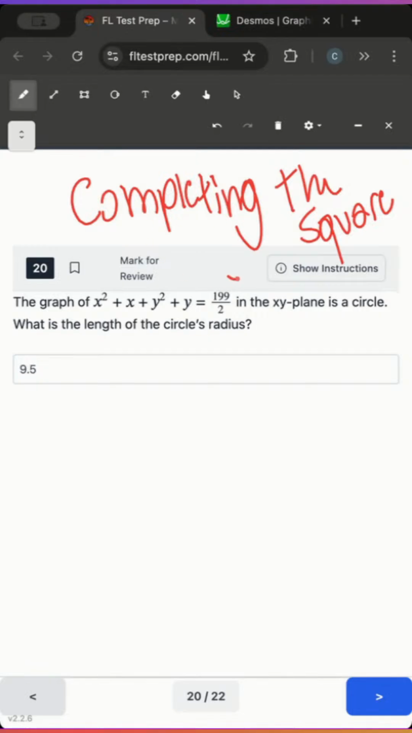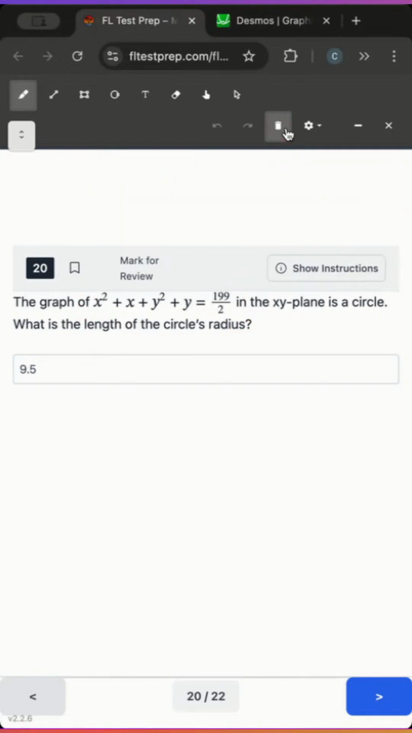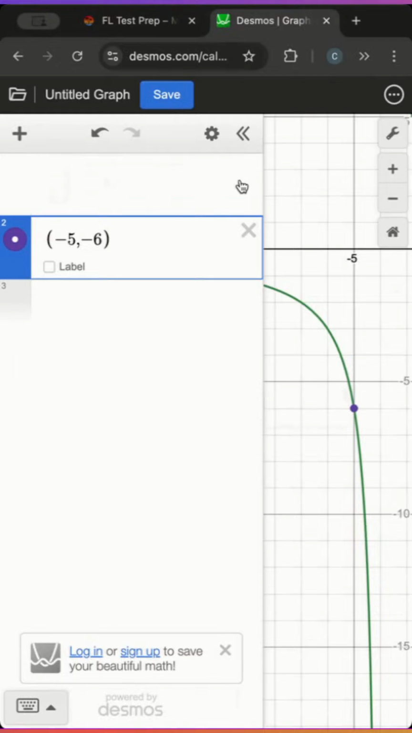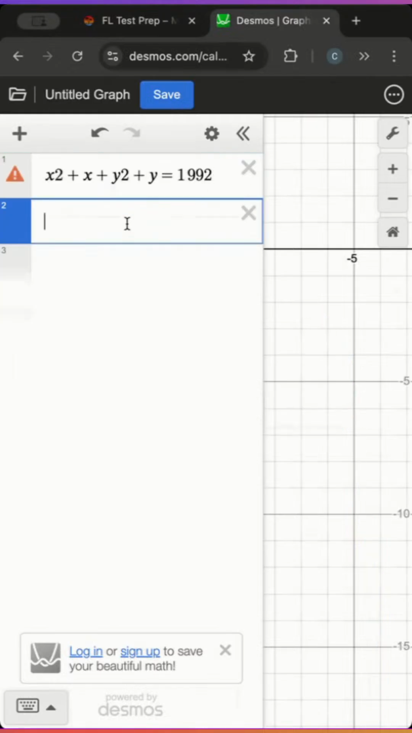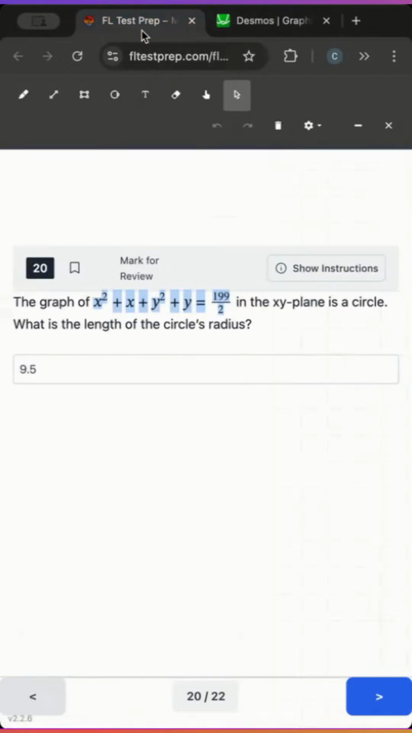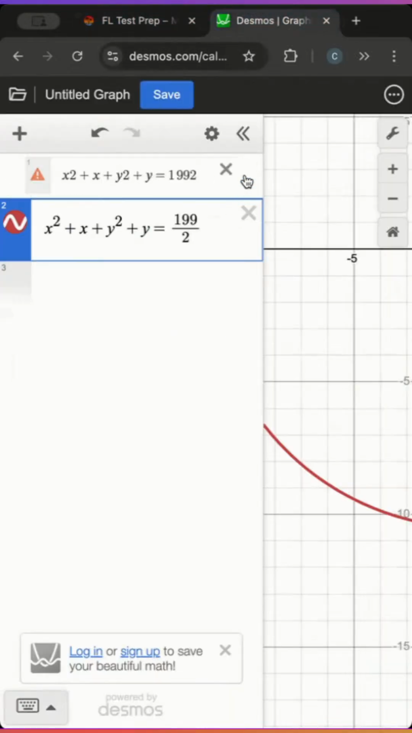So whenever you're given a question like, hey, what's the radius of a circle? If they give you an equation, just graph it. It's going to be way faster to solve rather than doing a bunch of complex math. So here's how to do it. You just want to go ahead and plug this in. Let me see if my copy and paste works because I hate flipping through. All right, that actually is fine. Plus x plus y squared plus y equals 199 over 2. Let me double check and make sure that's right. That is true.